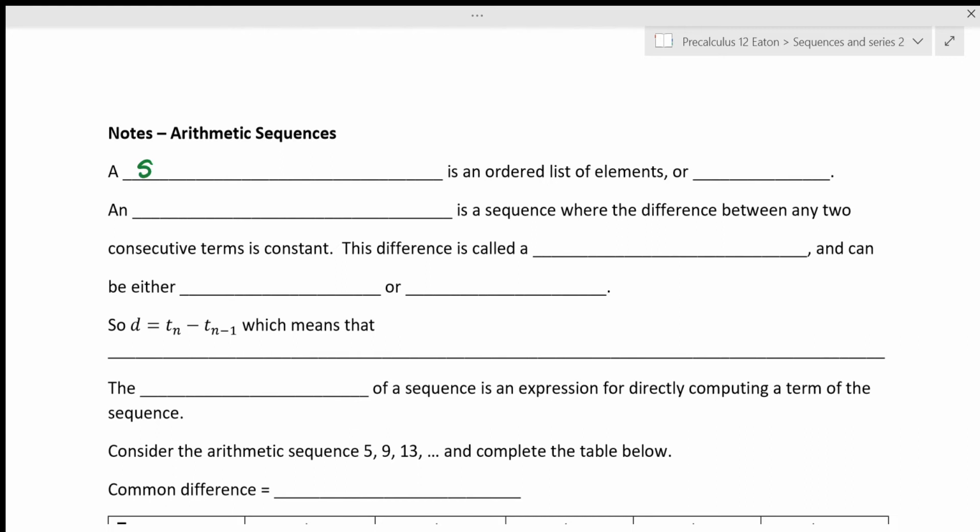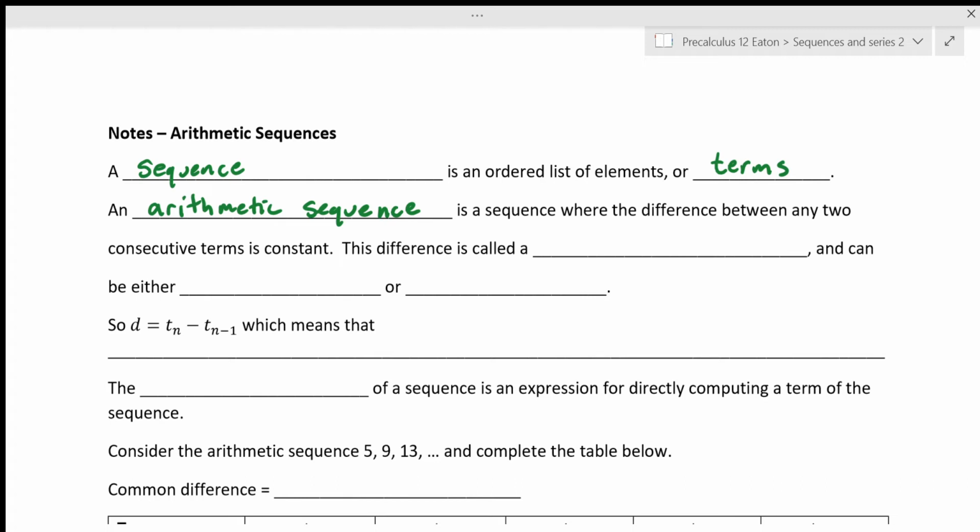A sequence is an ordered list of elements, and when we're talking about elements of a sequence, we call them terms. An arithmetic sequence, we call it arithmetic, even though the spelling is the same as arithmetic.